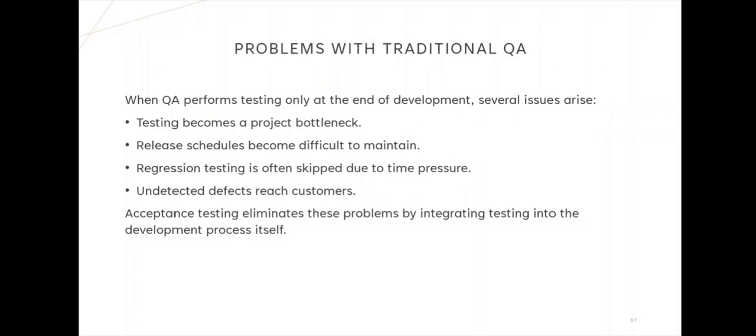Traditional testing often creates bottlenecks because all testing happens at the end of the development. Deadlines become difficult to meet, regression testing may be skipped, and some defects may reach the customers. Agile avoids these issues by integrating the acceptance tests throughout the development process.